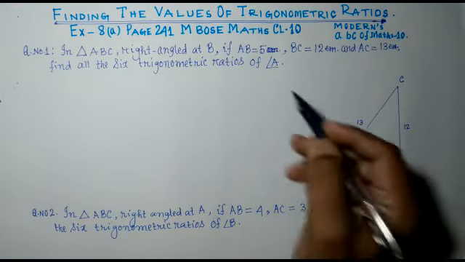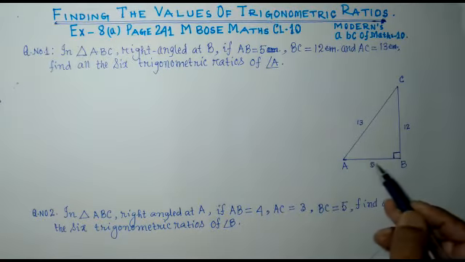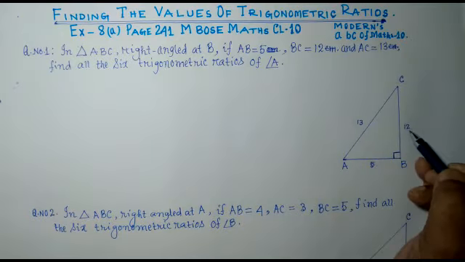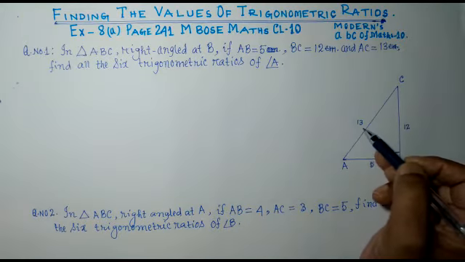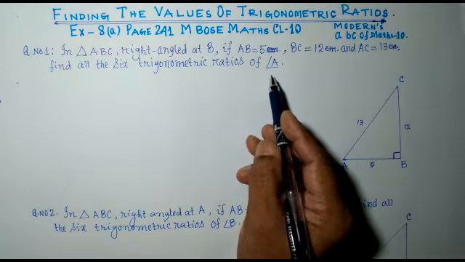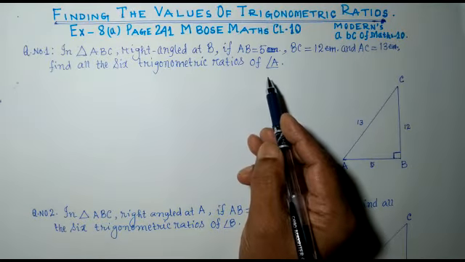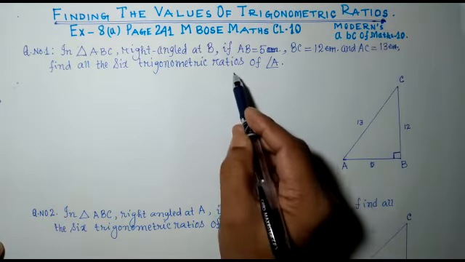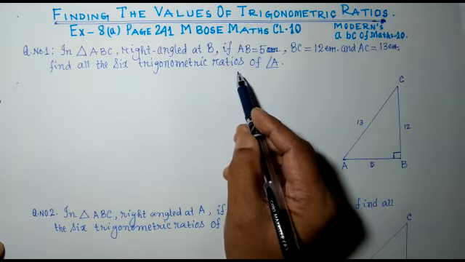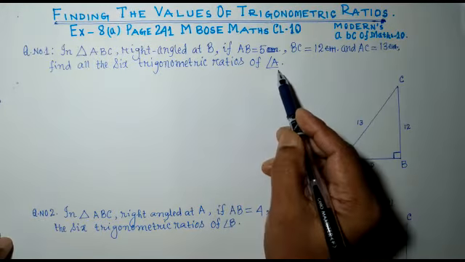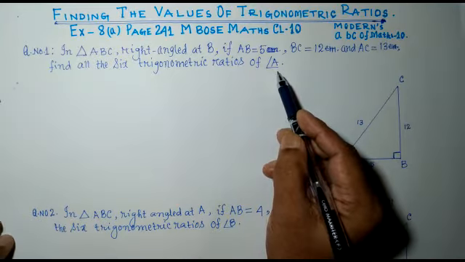And now AB is 5. We can write here AB is 5. BC is 12, and AC is 13. We have to find all the 6 trigonometric ratios of angle A. So remember the first lecture we explained about the 6 trigonometric ratios. We have to find those trigonometric ratios with reference to the angle A.